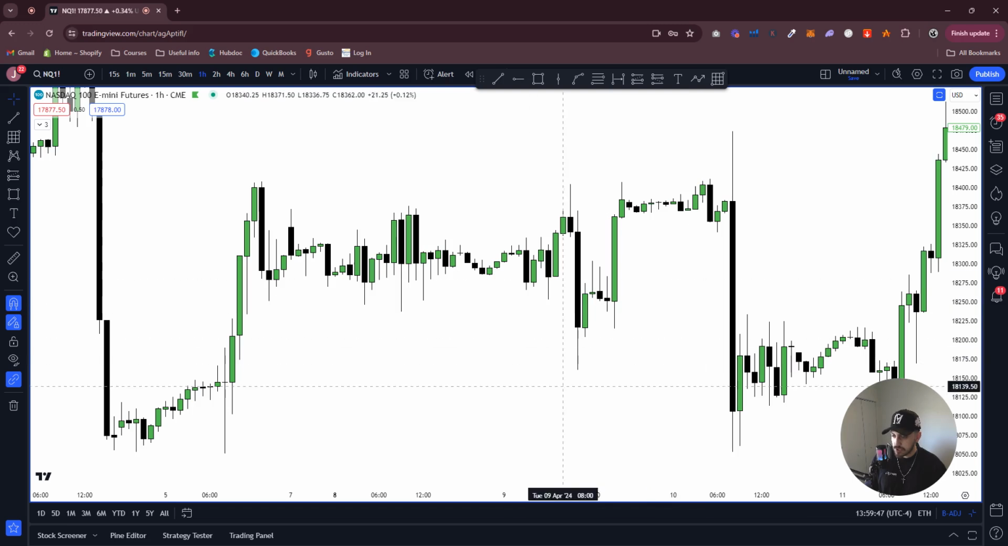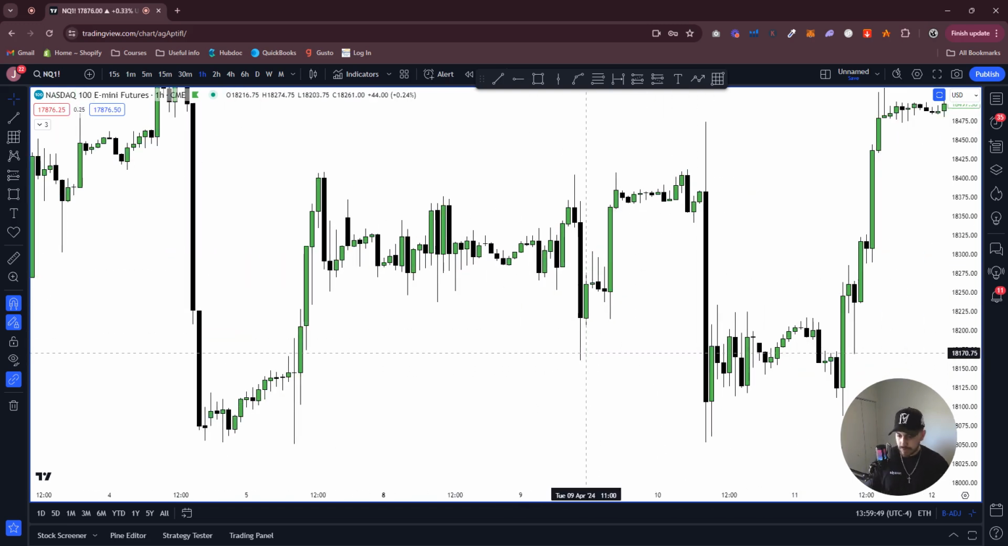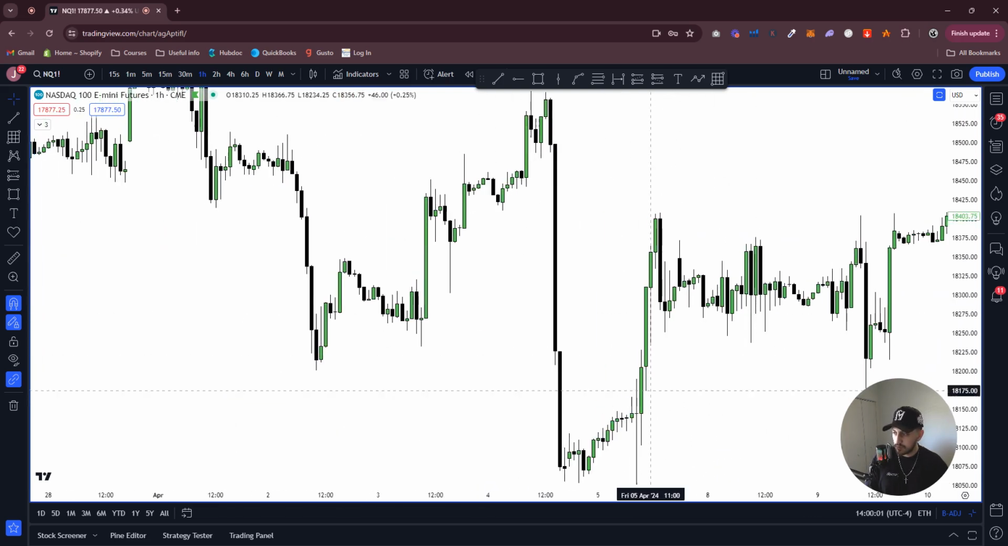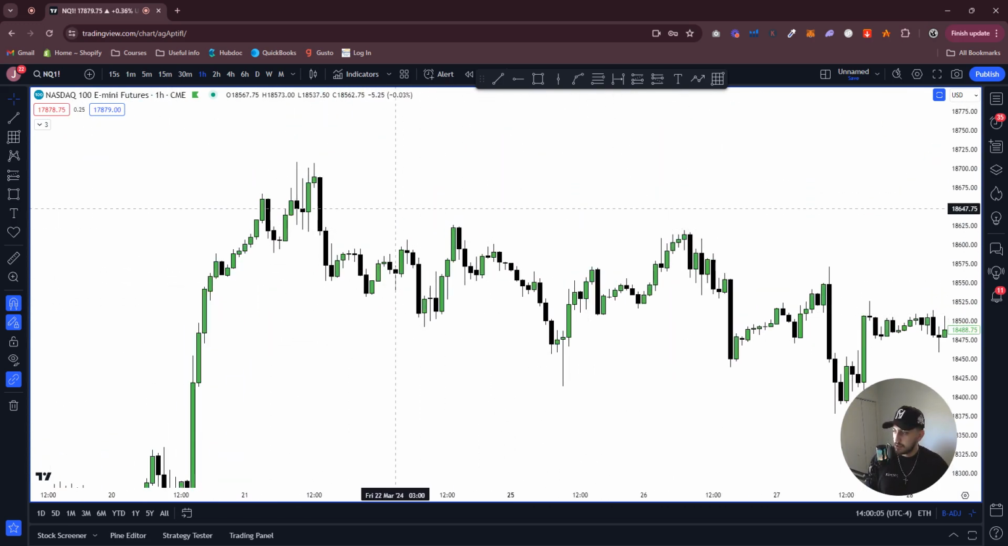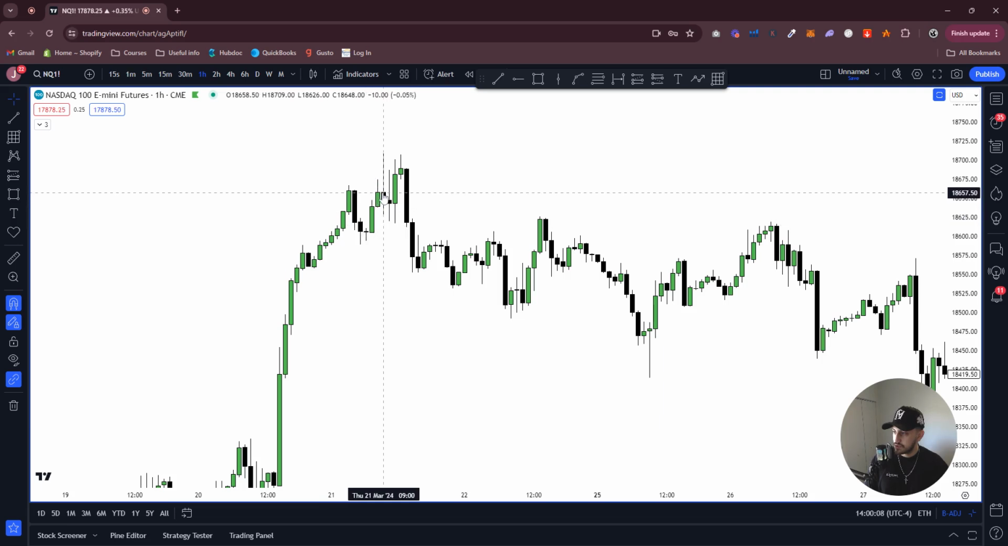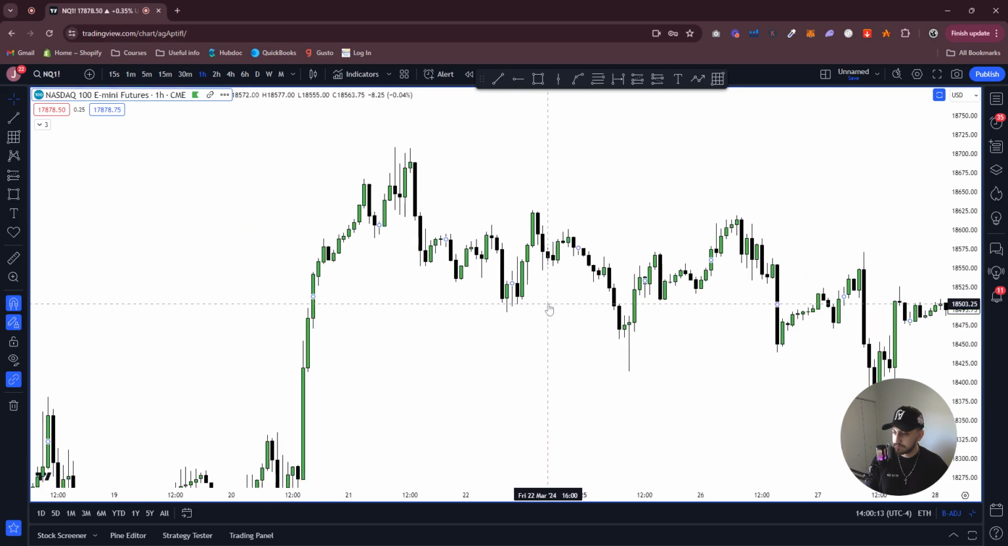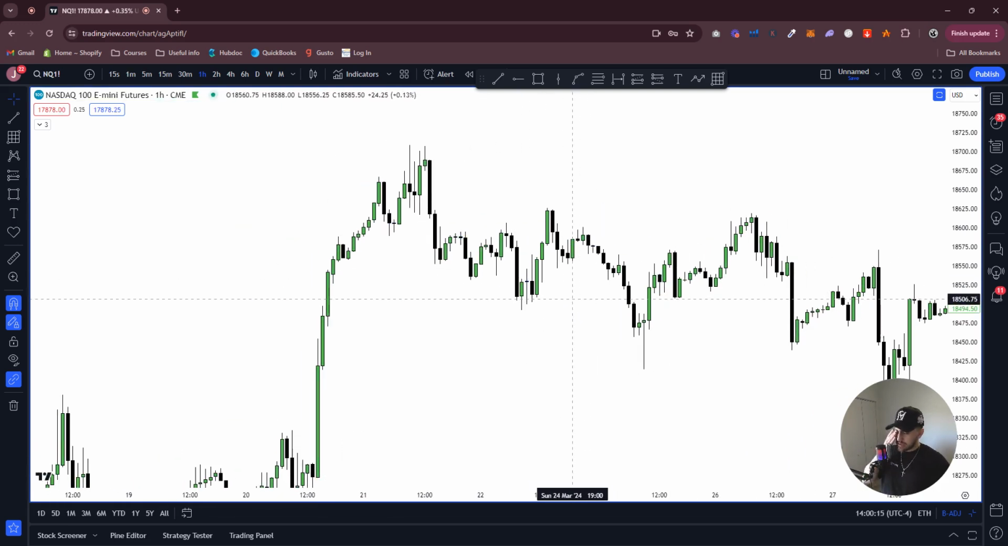Okay, so I showed you guys a couple examples of a breaker block. Don't overcomplicate it. It's extremely simple. It's just the last up close candle, or the last down close candle before we take out the high or take out the low. Okay. Let me find you a couple more examples here. So we don't take out the high there. Okay.